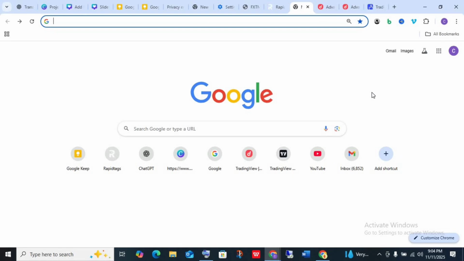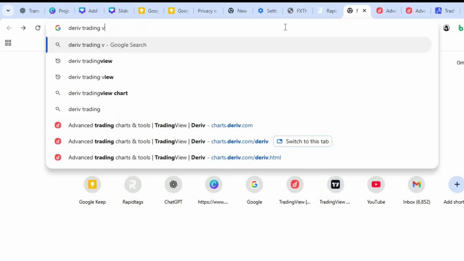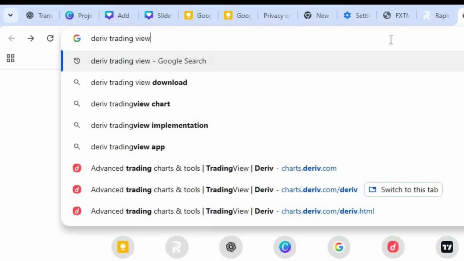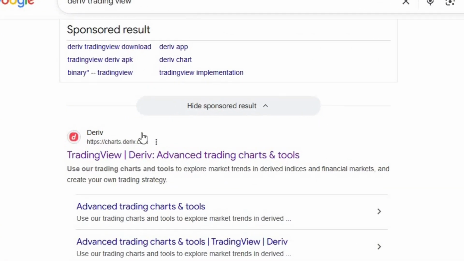Now over to analyzing these synthetic indices we're talking about. First of all, let's look at the chart for this pair. Come on your browser and type Deriv TradingView, search it on your Google. On your search results, ignore this one that is sponsored results. Go to this one from the Deriv website that has this URL, charts.deriv.com.